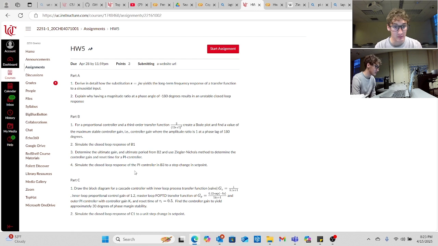The first part is to draw the block diagram for a cascade controller with an inner loop process transfer function of a valve, GV, equals 1 over 0.1 s plus 1. Inner loop proportional controller gain of 1.2, master loop FOPTD transfer function of GP equals 0.12 exp to the negative 5s divided by 12s plus 1, and an outer PI controller with a controller gain Kc and reset time of tau I equals 0.5. Find the controller gain to yield approximately 30 degrees of phase margin.